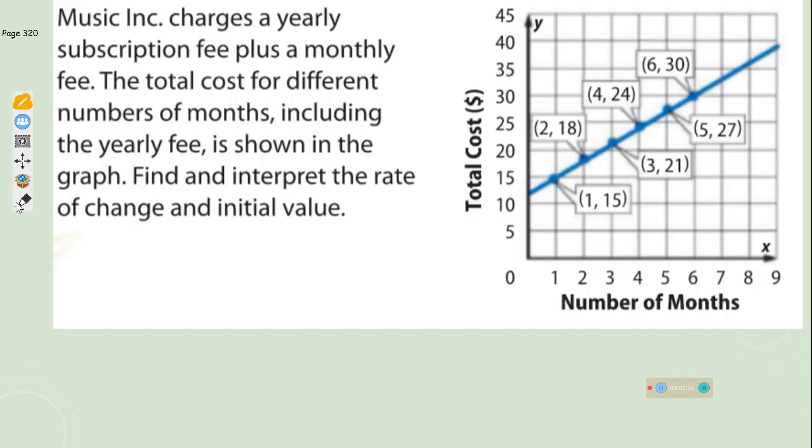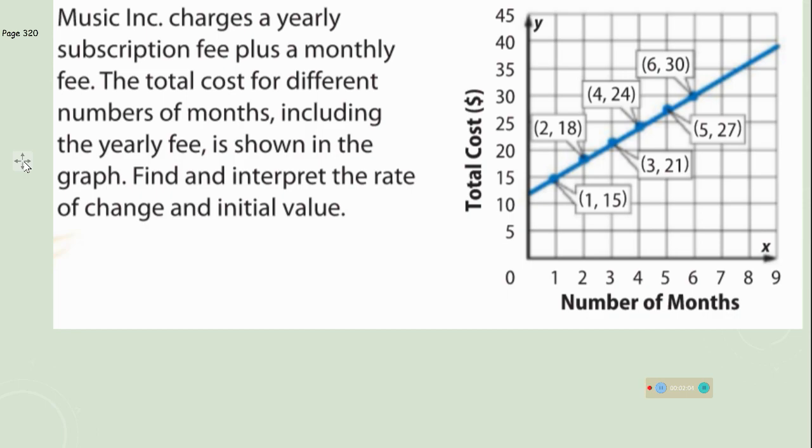So we're going to do a couple of problems because that's it. We've already gone over how to do all this. So we're going to start with the first one. Music Inc. charges a yearly subscription fee plus a monthly fee. The total cost for different numbers of months, including the yearly fee, is shown in the graph. Find and interpret the rate of change and the initial value.